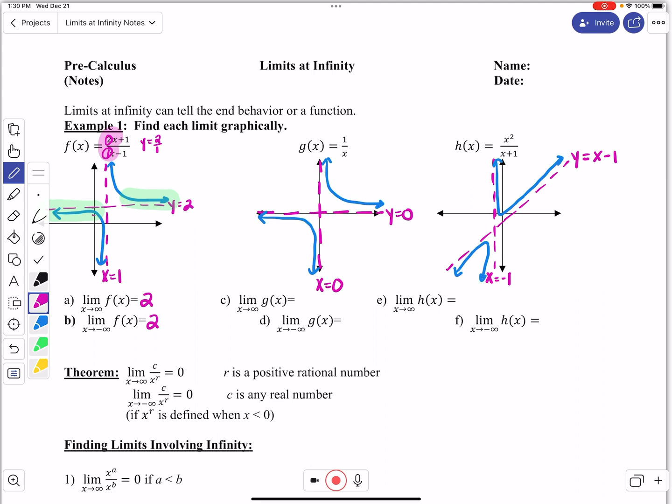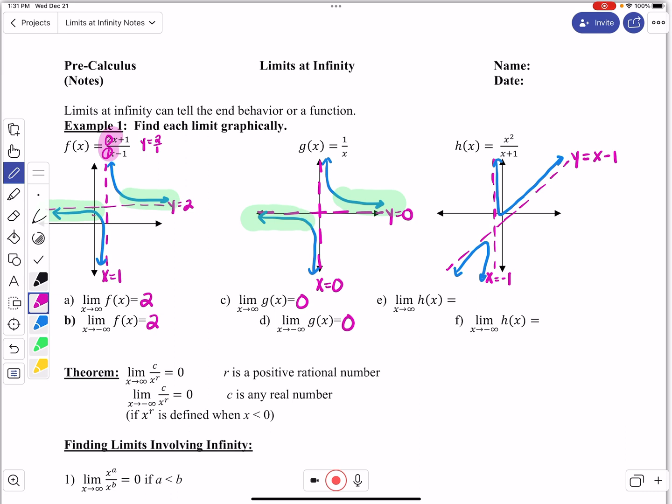Okay, so on C, now I'm looking at the next graph, the graph of g of x. So as x approaches infinity, my y value is getting close to 0. And for part D, as x approaches negative infinity, so as I go to the left, I'm still approaching 0 because I'm getting close to those asymptotes.